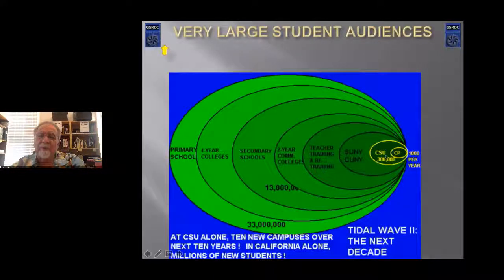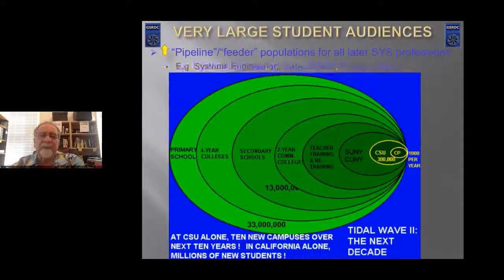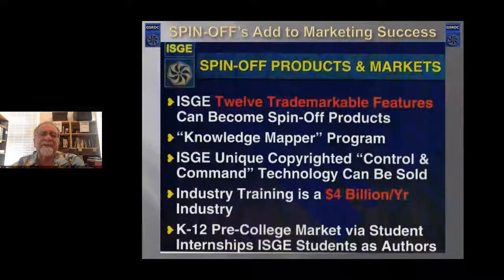And remember, we said this is 500,000 now. But then if you look at New York and you look at teacher training and 2-year and secondary schools and 4-year schools, there's a huge market for this program and the feeder populations. And then the spin-off projects, we have the 12 trademarkable features. We have the Knowledge Mapper program. And industry training could be using this too.